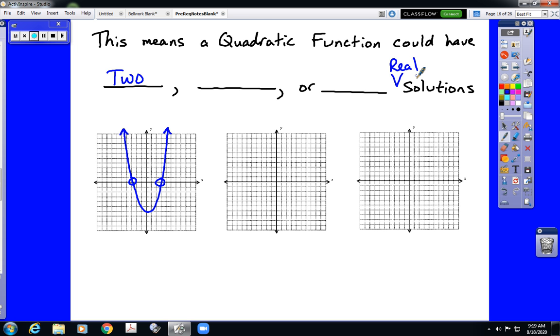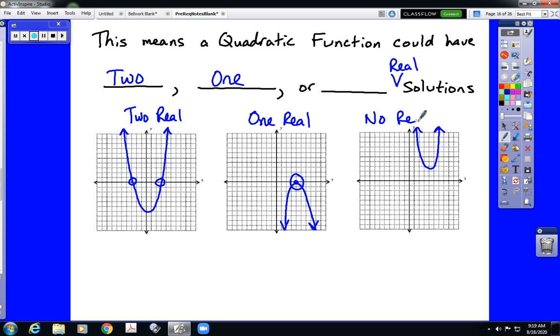It could technically be a parabola where the only point that's on the axis is the vertex, in which case there'd be 1 real solution. So this is 2 real solutions. This is an example of 1 real solution. Or it is technically possible that our parabola could not intercept the axis at all, which means it has no real solutions. Okay? So our quadratic function could have 2 real solutions, it could have 1 real solution, or it could have 0 real solutions.